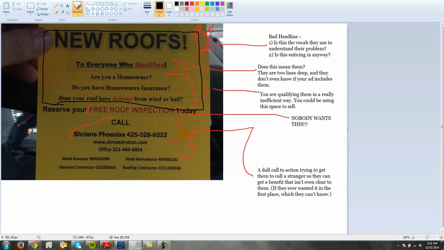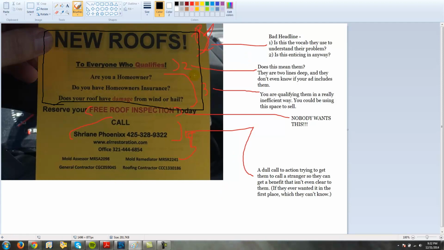Something you probably don't realize that you're doing here, but you are doing, is you're asking them to call a stranger. They don't know you. They don't know if you put this on their door. They don't know at all what to expect for what the conversation is going to be like. They don't even know if they're going to be completely 100% wasting their time because they may not even qualify. So overall, this is an ad that is basically not going to do it.